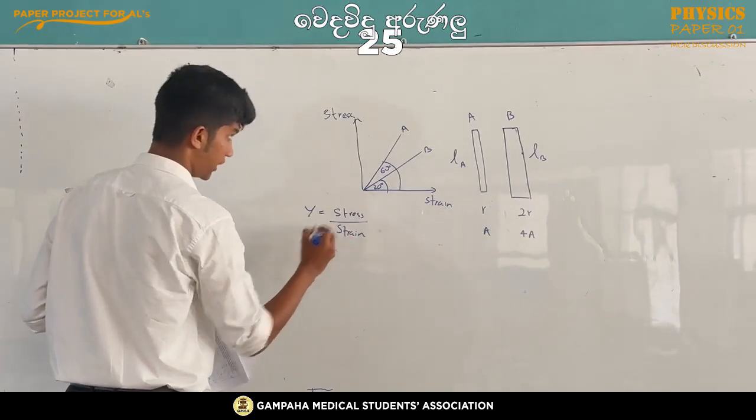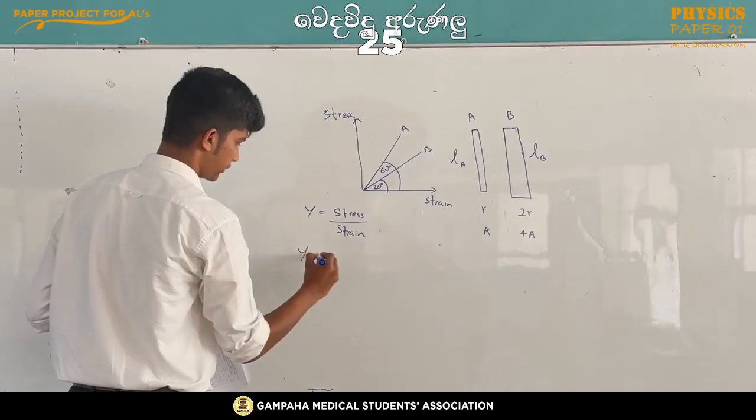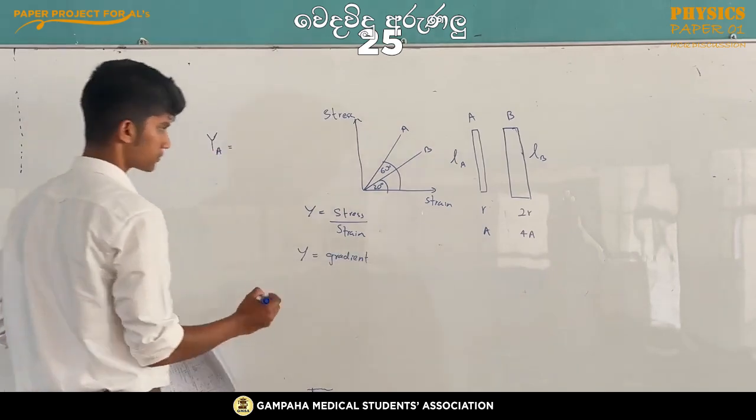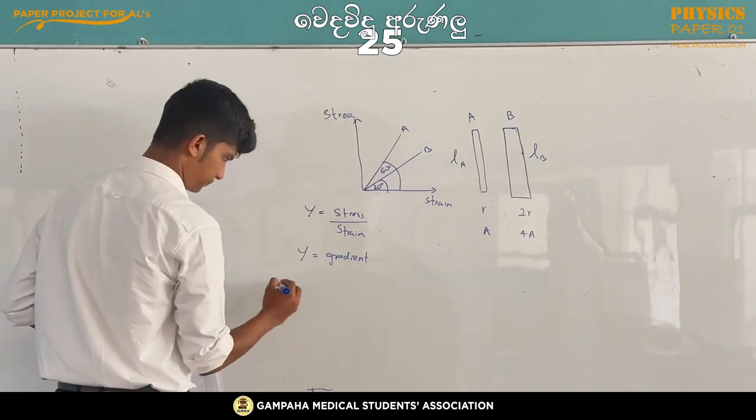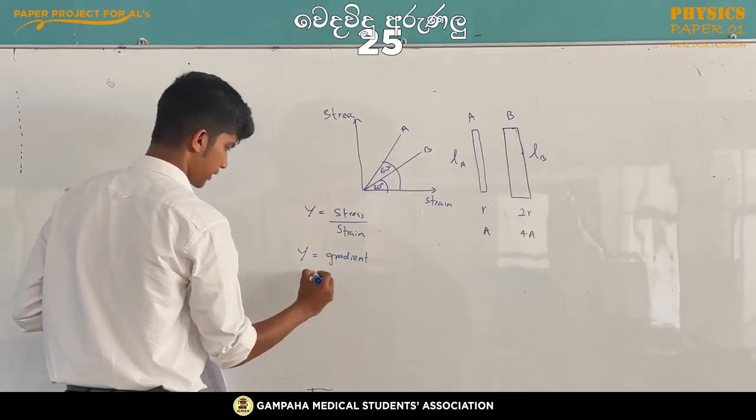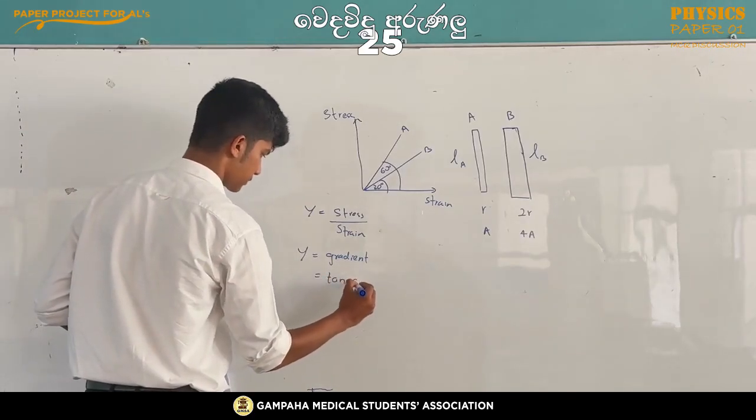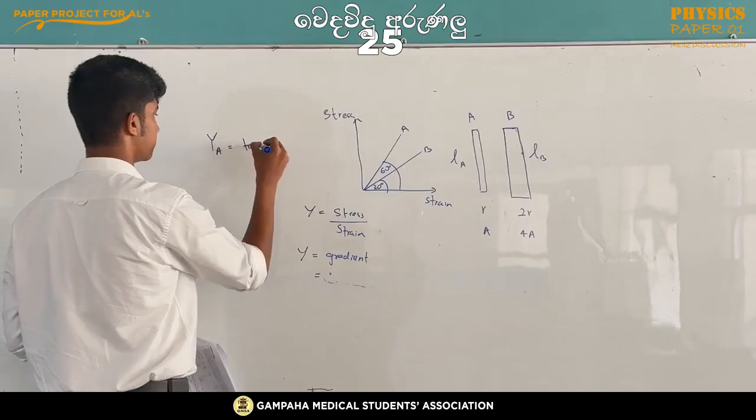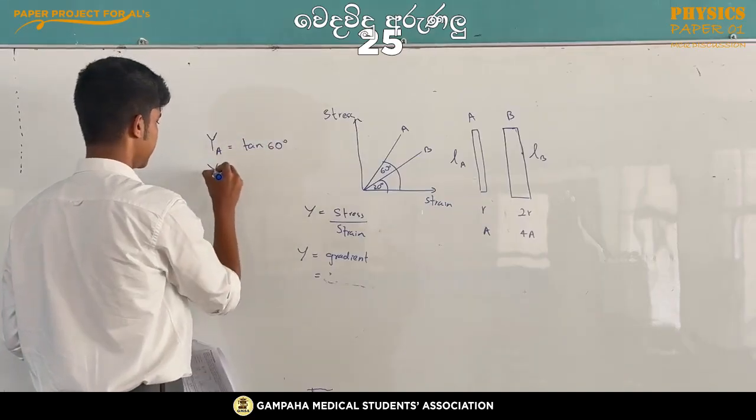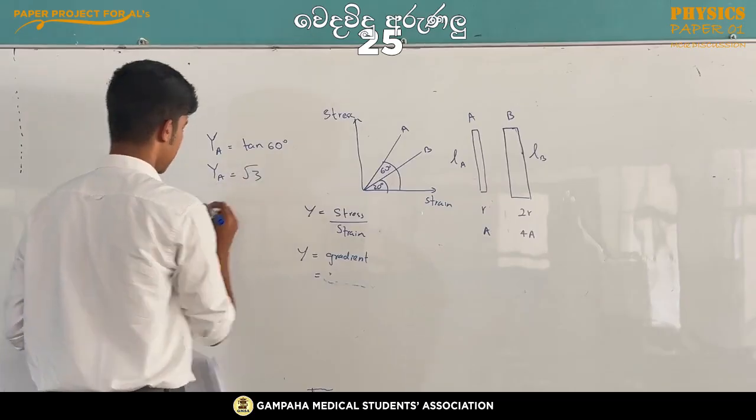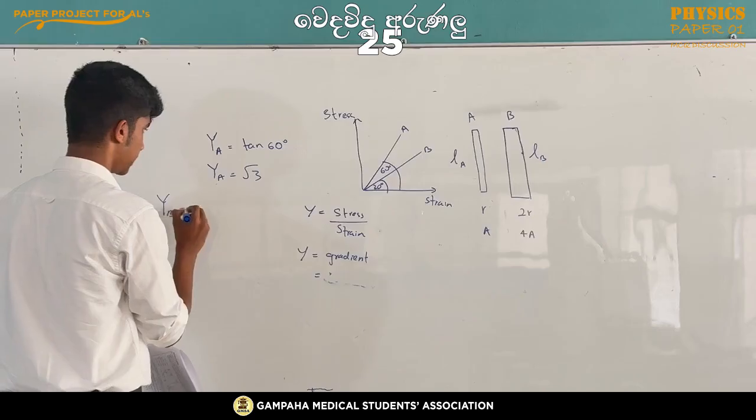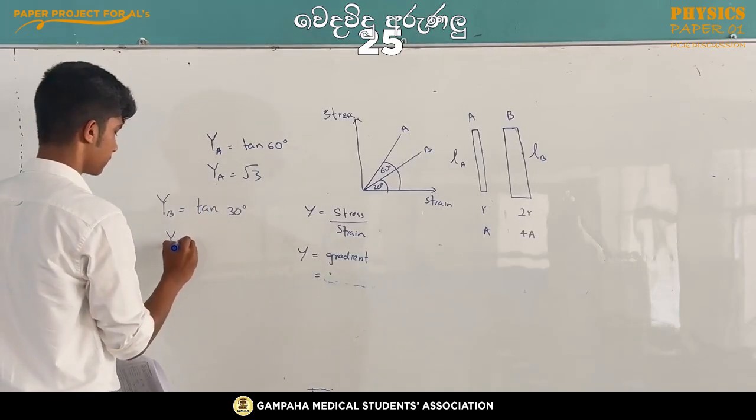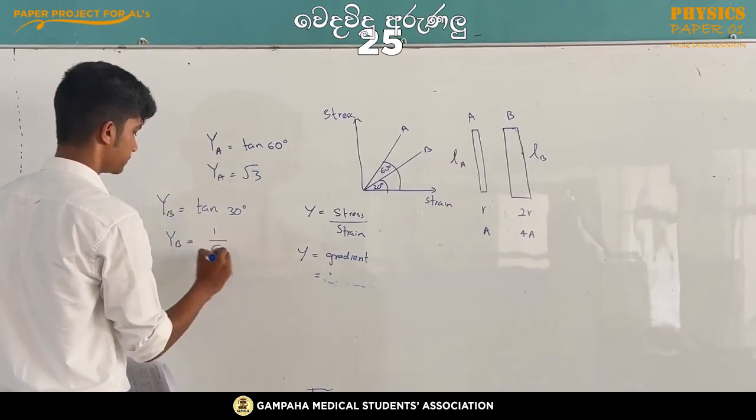And using the gradient of this graph, we can find the Young's modulus. So then Young's modulus is equal to the gradient of this graph. And then the gradient is tan 60. For YA, the gradient is tan 60, and tan 60 is equal to root 3. Then for YB, the gradient is tan 30, and then tan 30 is equal to 1 over root 3.